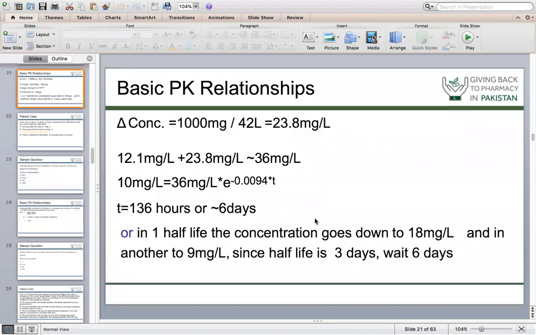All right, on day 3 we give another gram. On day 1 we give 1 gram, and on day 3 we are giving another gram to this patient. So what will be the concentration, or initial concentration, on day 3? We give 1 gram, and this is the volume of distribution which we estimated earlier, and it gives us the same concentration, 23.8 milligrams per liter.